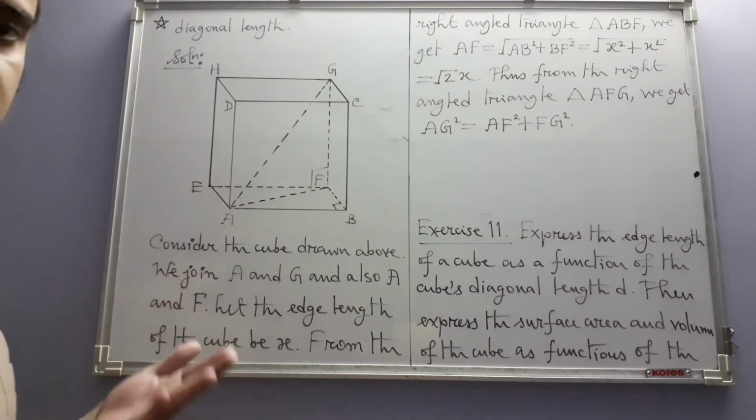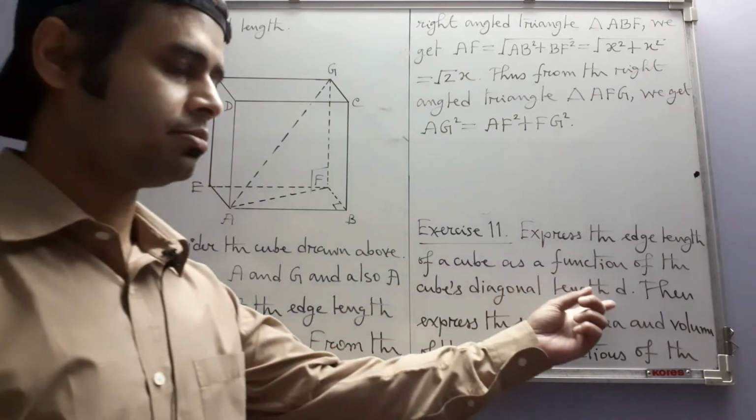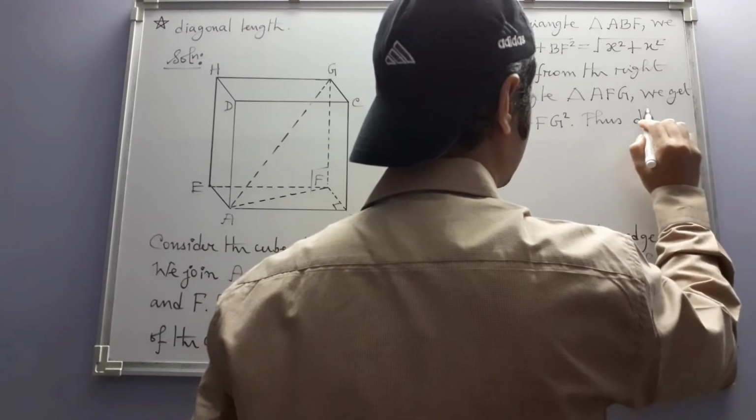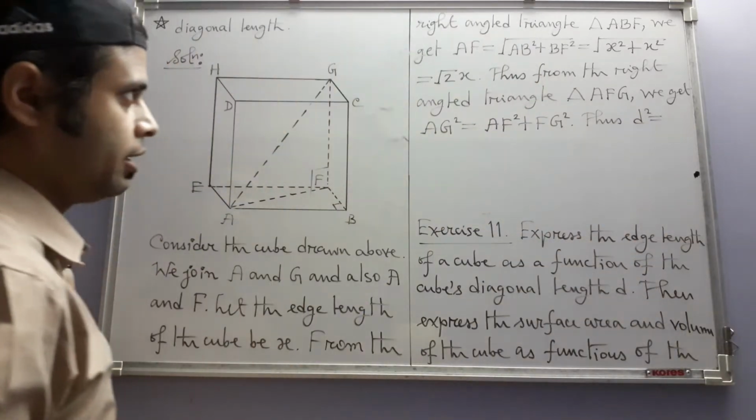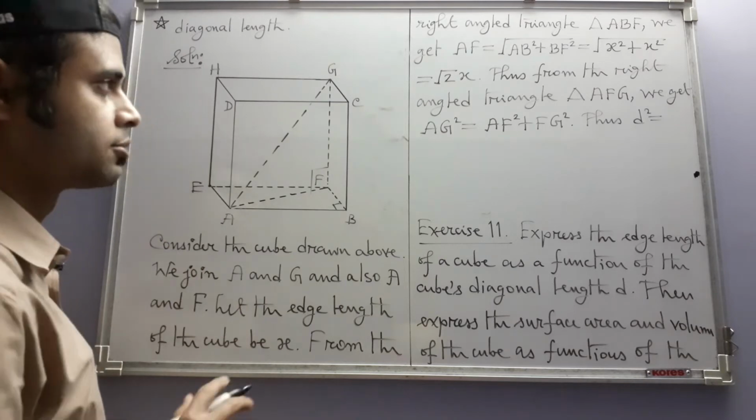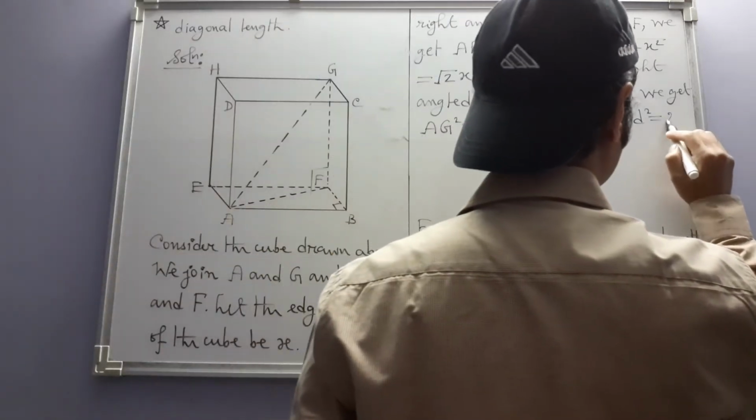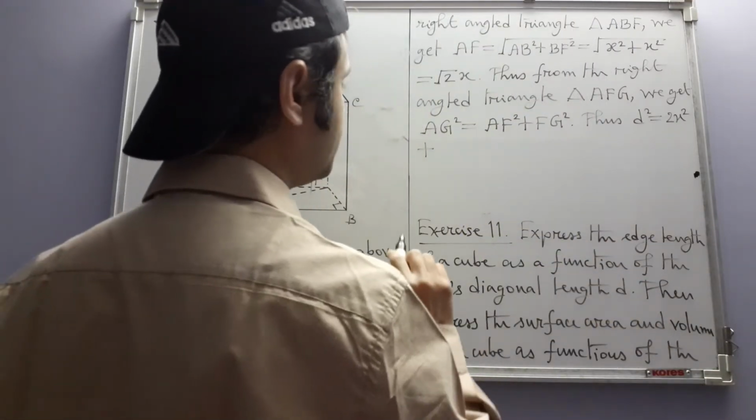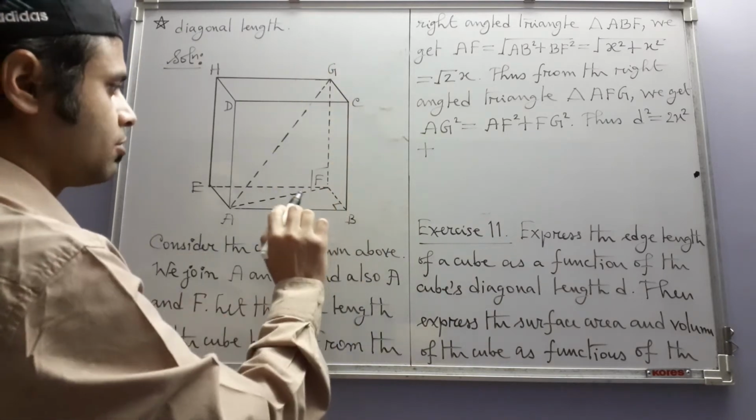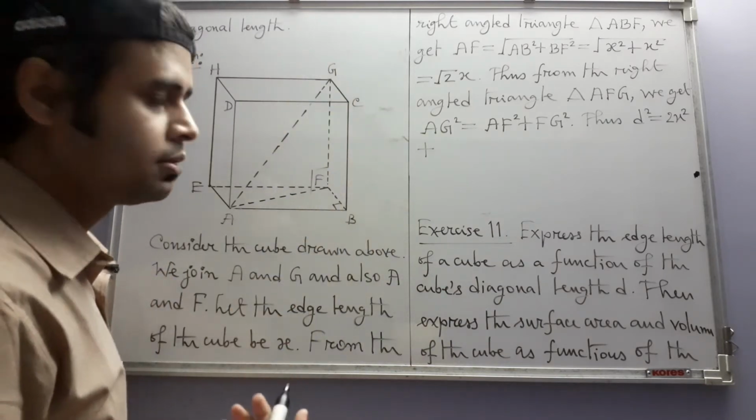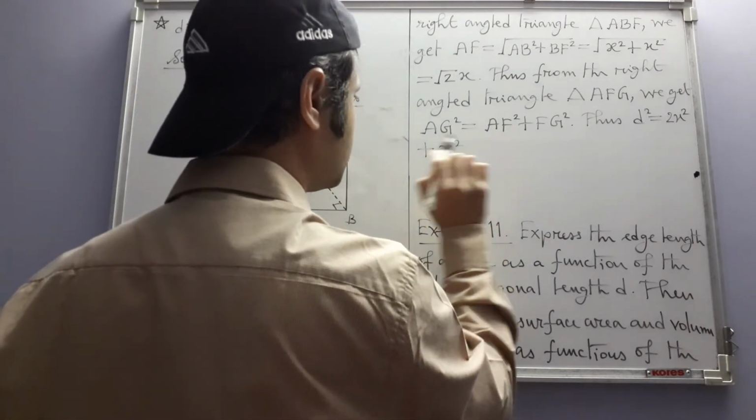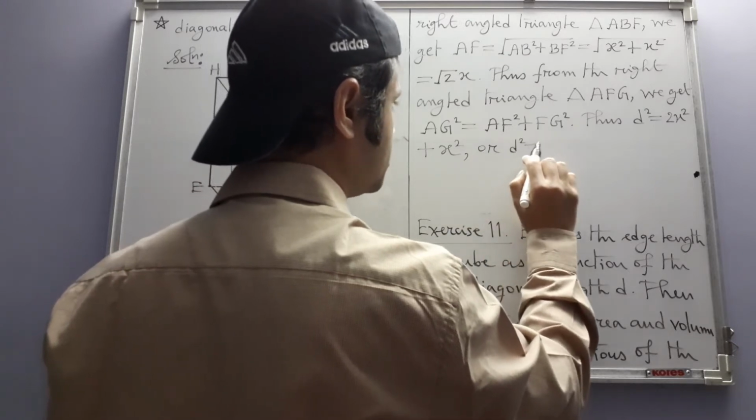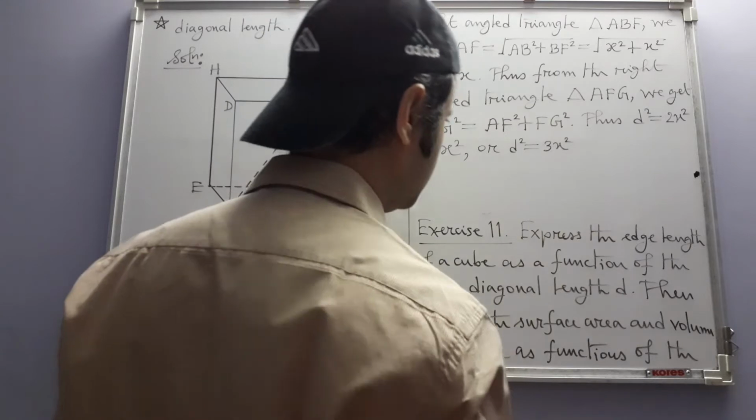Now AG is the diagonal of the cube whose length is given to be D. Thus D square is equal to AF square. We have already found AF, square root of 2 times x. So this is 2x square plus FG square. FG is a side of the cube, so that is x square, or d square is equal to 3x square.